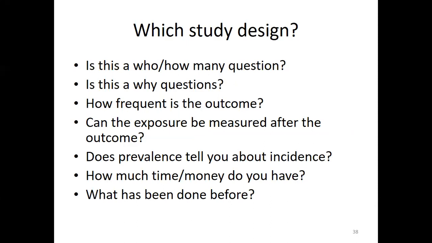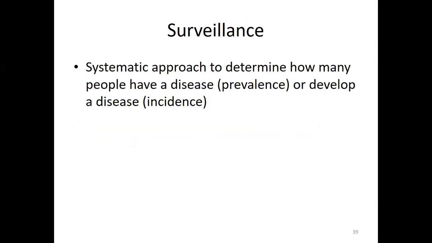So there are some study designs that are a lot stronger than others. If it's the first time this question has been addressed, it makes sense to do the quickest, easiest thing. If there's a lot of data out there, you probably don't want to do a weaker study design. People have already done it. You're not going to add much. So surveillance is a systematic approach to determine how many people have a disease, so that's the prevalence, or how many people develop a disease, and that's the incidence. Honestly, as an academic epidemiologist, I don't really do much of this. This is more what epidemiologists in state and local health departments and the CDC do.